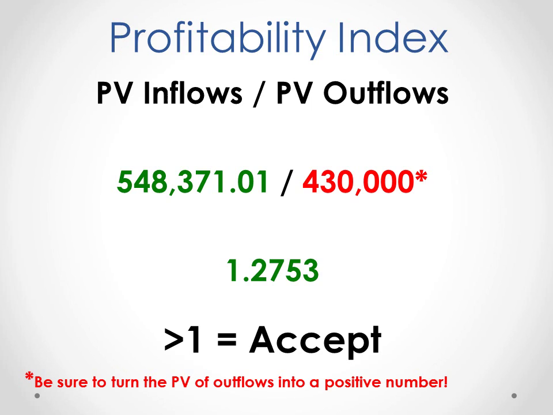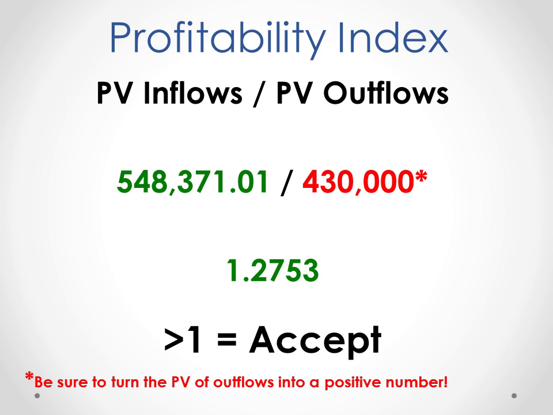So I take the present value of the inflows, the $548,371.01, and I divide that by the present value of the outflows, making sure to change the sign from a negative number to a positive number. So I divide that by 430,000. And the Profitability Index is 1.2753. And so because it's greater than 1, we accept it.